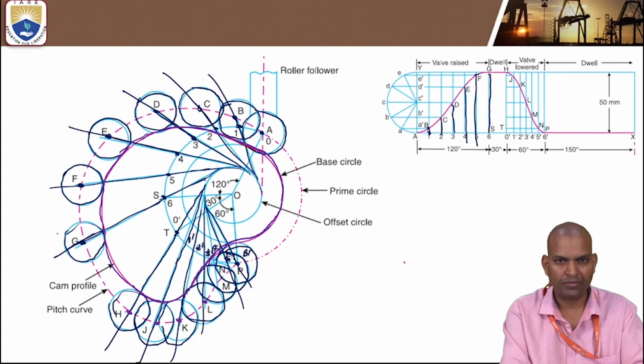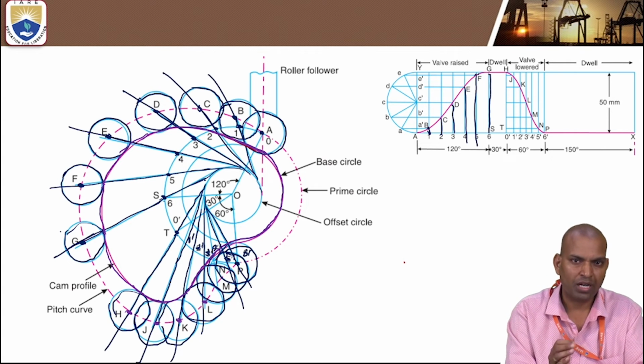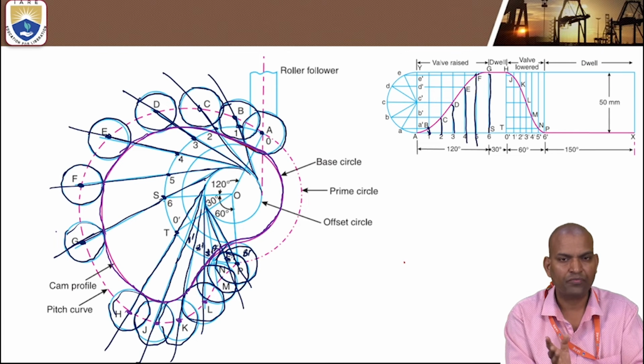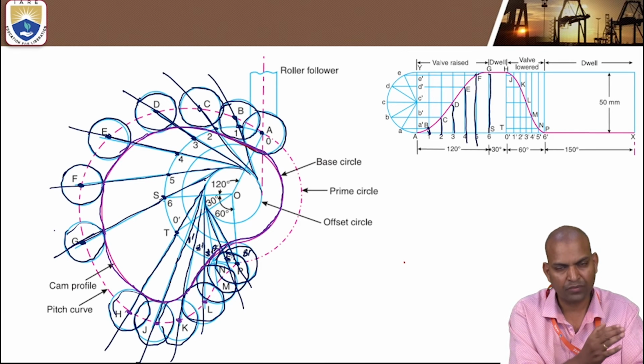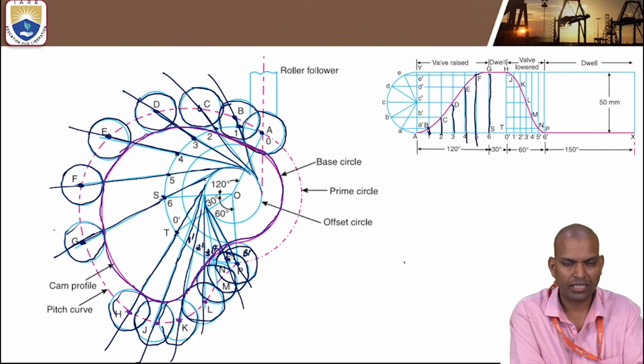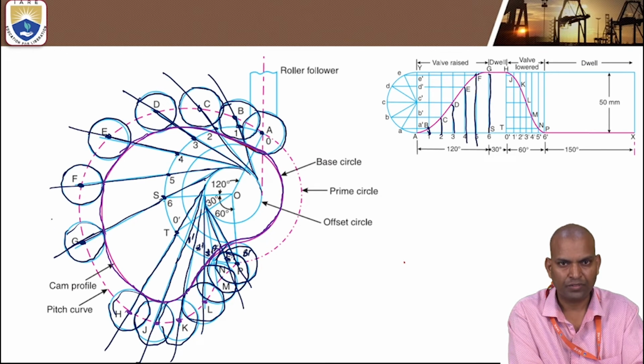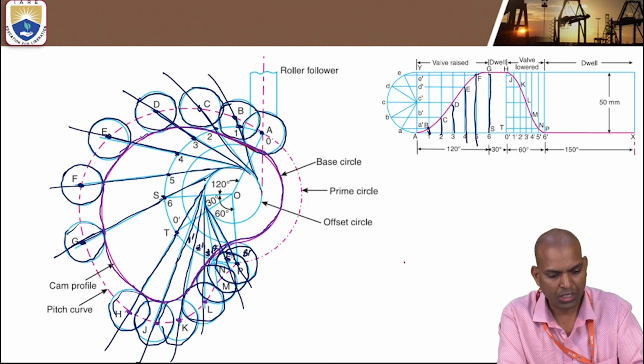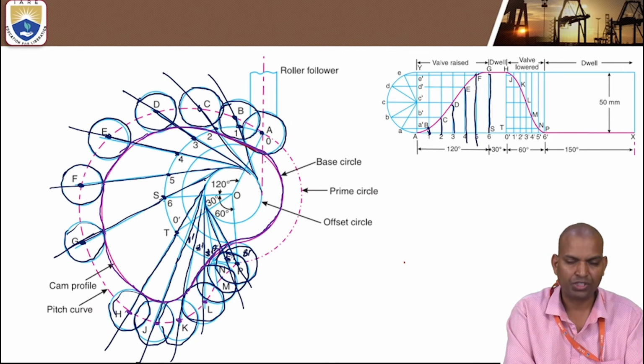Those again we have to draw through these points as centers of rollers. After drawing the centers of the rollers, we have to draw a curve touching the surface of all the rollers. That curve denotes the profile of a cam, and this is the shape of the cam for the given conditions.